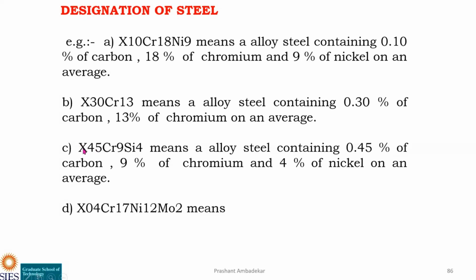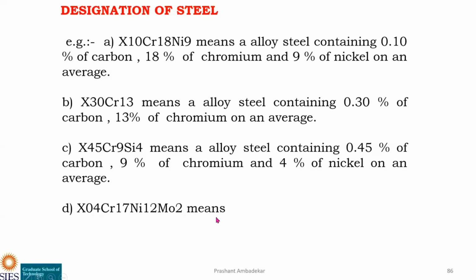Similarly, we can see for the third example, X45. X indicates it is the high alloy steel. 45 indicates the percentage of carbon which is 100 times, so the actual percentage of carbon is 0.45. Chromium is 9% and silicon is 4%. Actually, this is written nickel. It should be silicon, Si, on an average. And similarly, this is left for you to complete.